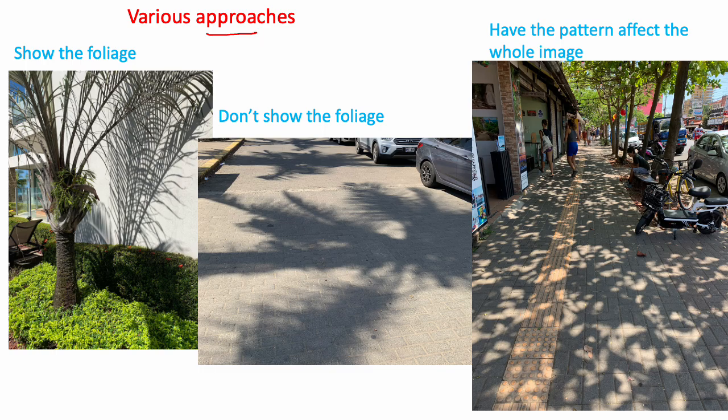Here are some approaches when using dappled light. You could show both the foliage and its shadow, creating a balanced image. Alternatively, you could just show the shadow, where the viewer is actively involved determining the type of tree. And a third approach is to show the dappled light falling on everything in the scene.